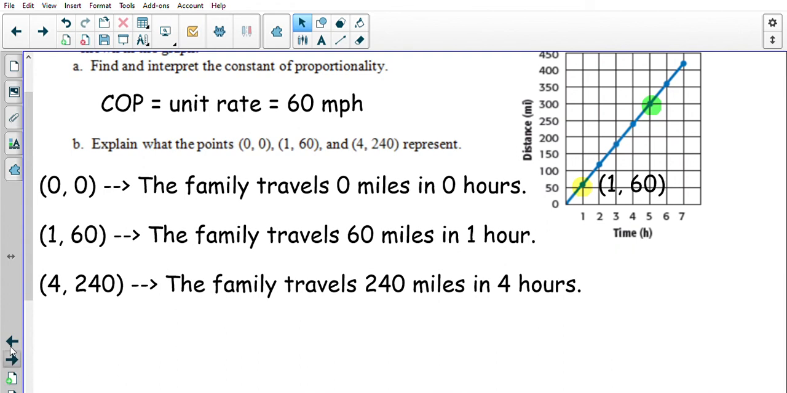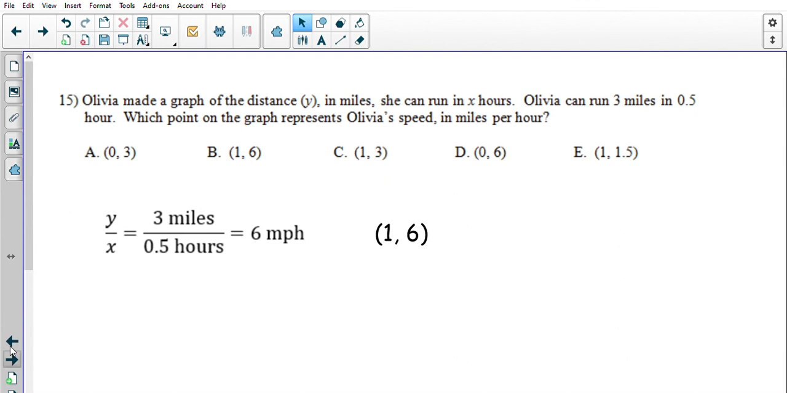All right, let's take a look at our last question, problem number 15. Olivia made a graph of the distance y in miles she can run in x hours. Olivia can run 3 miles in 0.5 hours. Which point on the graph represents Olivia's speed in miles per hour? So if we're talking about miles per hour, well, first of all, we're talking about a unit rate. So we know it's going to be 1 comma something. But miles per hour means we need to take the number of miles, which is 3, divided by the number of hours, which is 0.5.